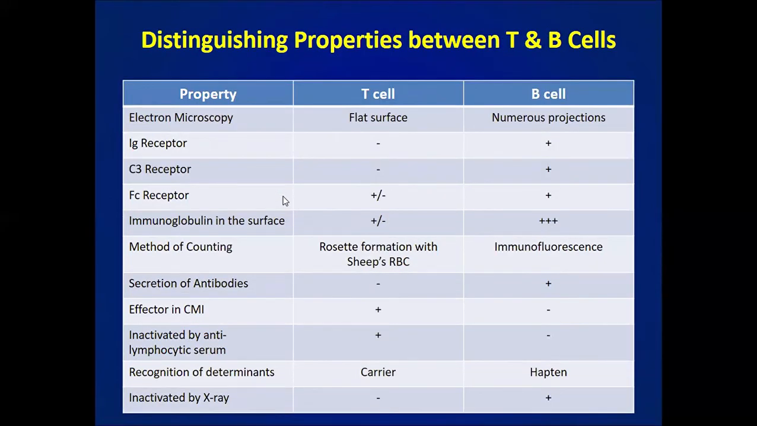The next table, these are the distinguishing properties of your T and B cells, so how they are recognized. This is more important for laboratory purposes. Okay, how they are classified, how they are distinguished, whether this is B or T cells. So this is more of nice to know. So how they are identified in the laboratory.